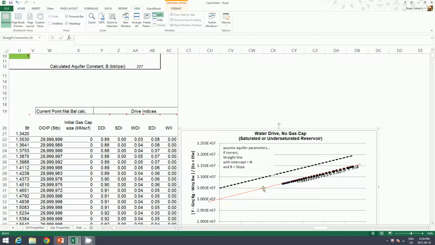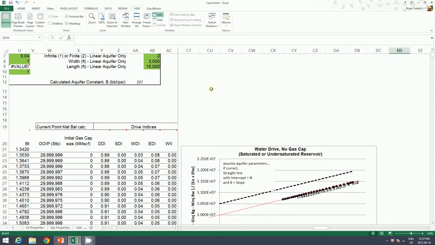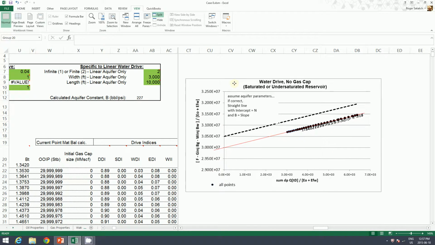And in fact, it provides an intercept value of 30 million barrels of original oil in place. So that's a good estimate for what the original oil in place is for this particular reservoir. Now, the reason why I put the split in here is I just wanted to show you how sensitive things are when I tinker with some of these numbers.